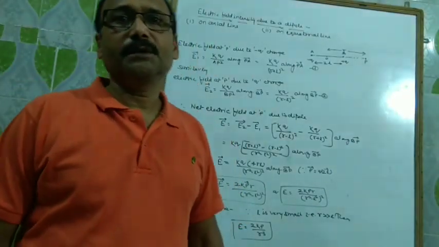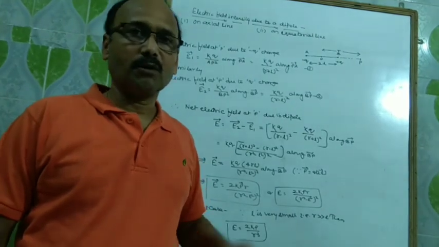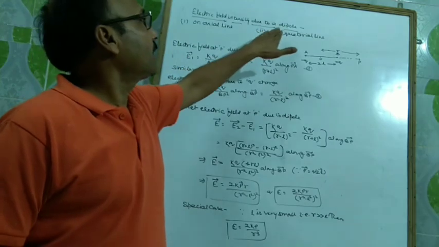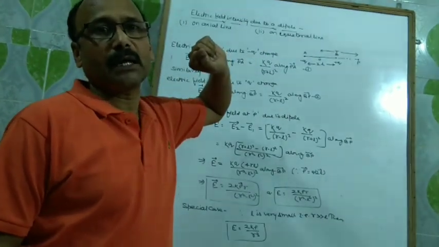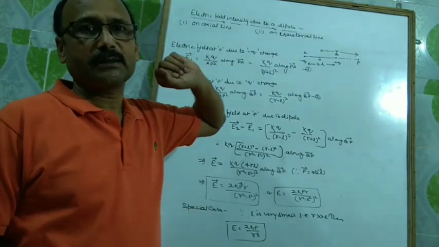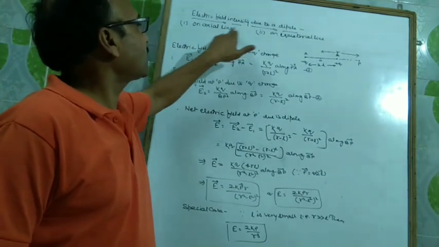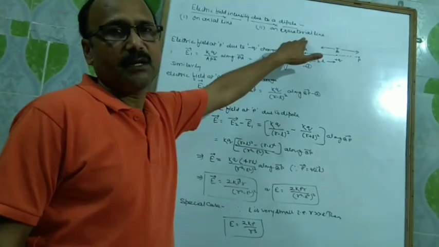Good morning everybody. Now we have to study the electric field intensity due to a dipole. Dipole means electric dipole. In this case there are two cases. Case first on axial line, case second on equatorial line. There are two derivations of this.